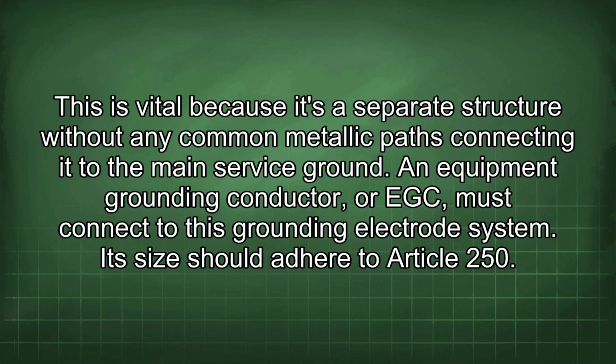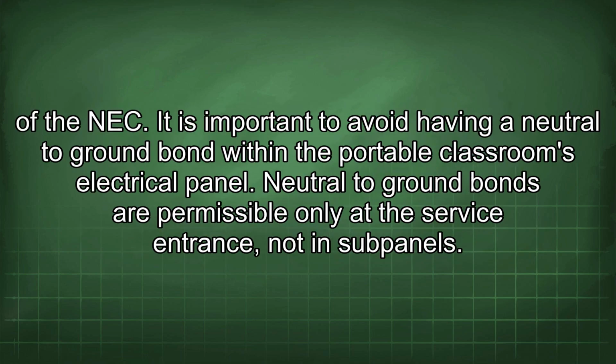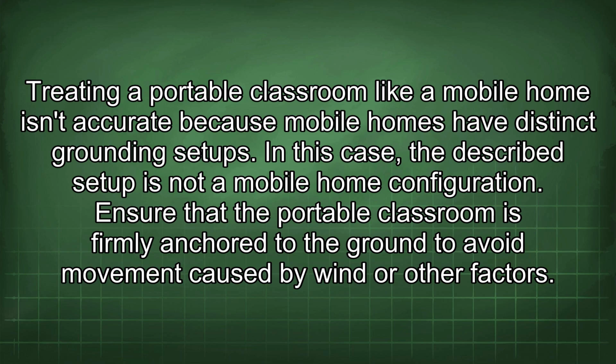An equipment grounding conductor, or EGC, must connect to this grounding electrode system. Its size should adhere to Article 250 of the NEC. It is important to avoid having a neutral to ground bond within the portable classroom's electrical panel. Neutral to ground bonds are permissible only at the service entrance, not in subpanels. Treating a portable classroom like a mobile home isn't accurate because mobile homes have distinct grounding setups. In this case, the described setup is not a mobile home configuration.